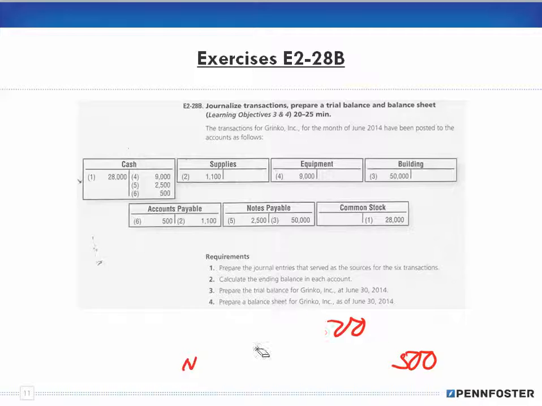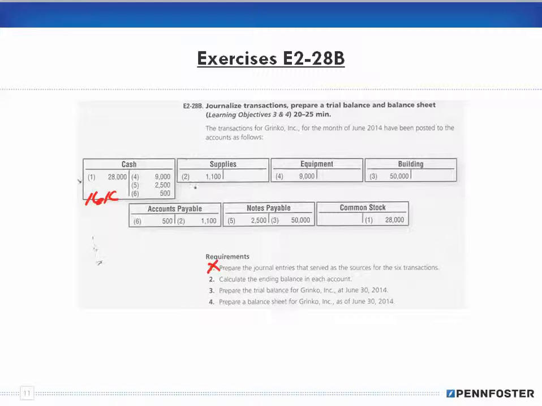So we prepared the journal entries. That would be the source of the transaction. So we did number 1 here. Now we have to calculate the ending balance in each account. So all we're doing is adding up the debits, adding up the credits, and subtracting one from the other. So for cash, I have a debit of 28,000, and for the credit side, I have 12,000. So I have a debit balance of 16,000 for cash.